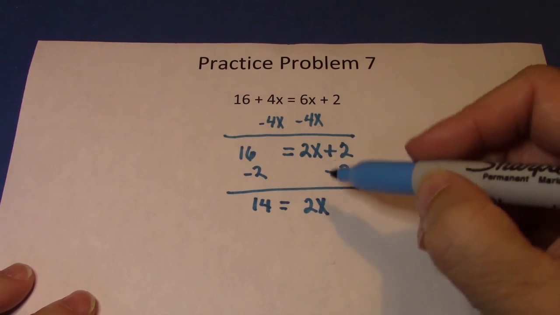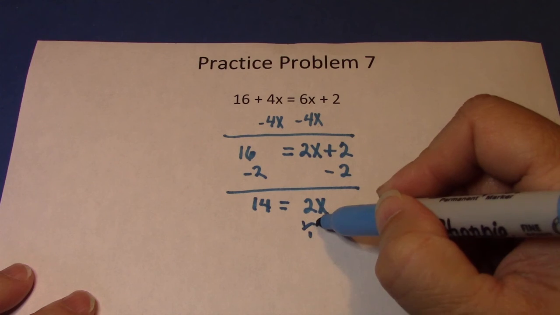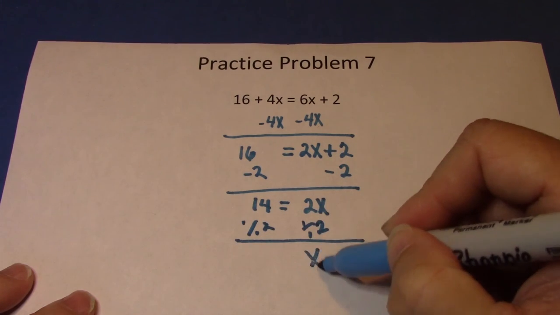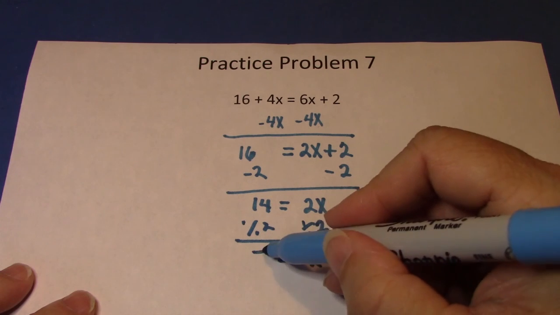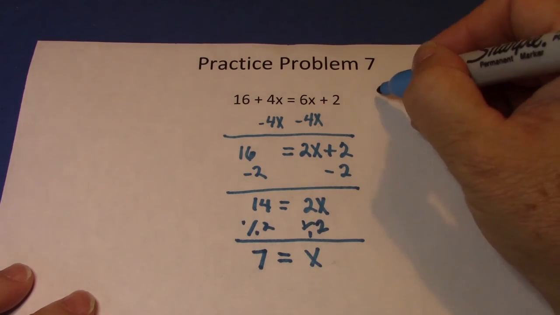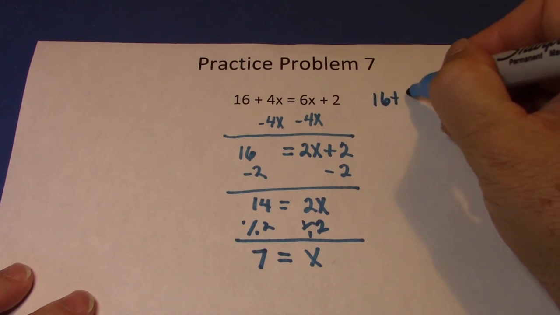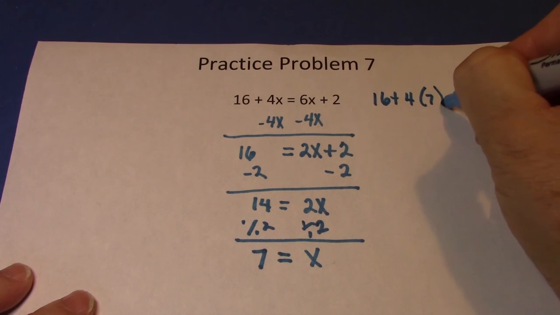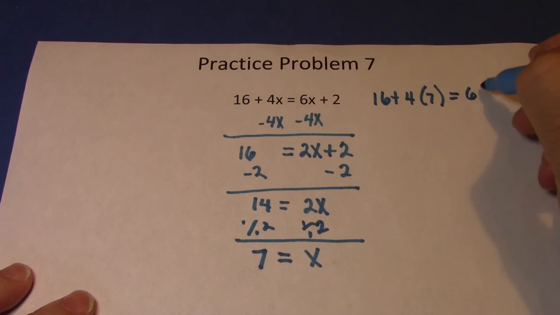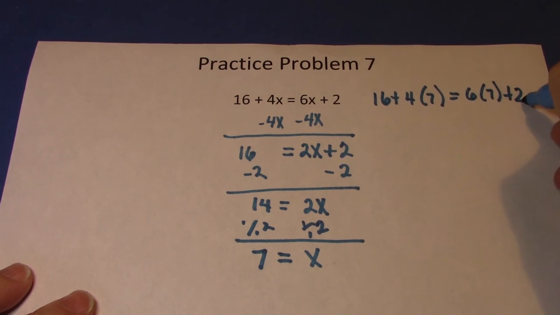2x equals 14. Well, we better divide by 2 because x is being multiplied by 2. So that leaves me with x on this side. 14 divided by 2 is 7. Let's see if this works. 16 plus 4, I see an x, so I'm going to write 7, equals 6 times 7 plus 2.